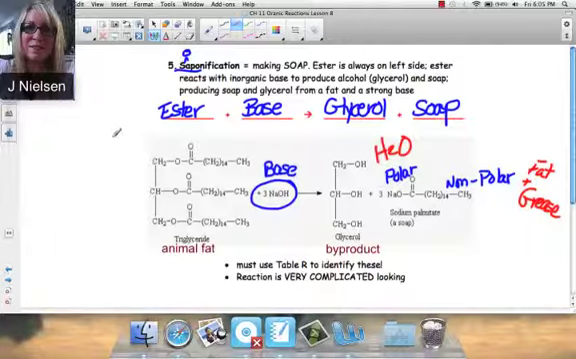Now, I've never ever seen them put the reaction on the test, and if anything, you would have to just recognize it. So if you see some big complex molecule reacting with a base, chances are it's producing soap. More than likely, they just ask you, saponification is the type of reaction that does what, so you need to know that it makes soap.